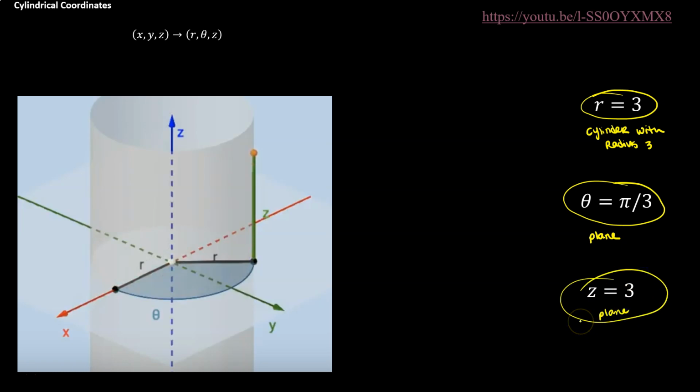So we have to be careful because some of the things that we have known for so long, they don't work the same in cylindrical coordinates. Like r equals 3, this is not a plane. It's a cylinder.